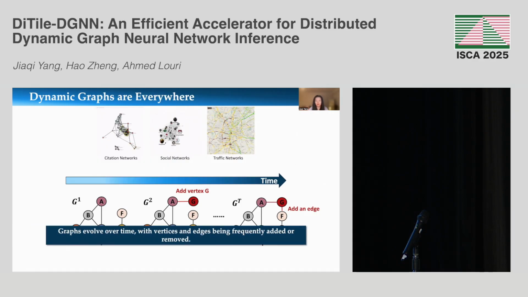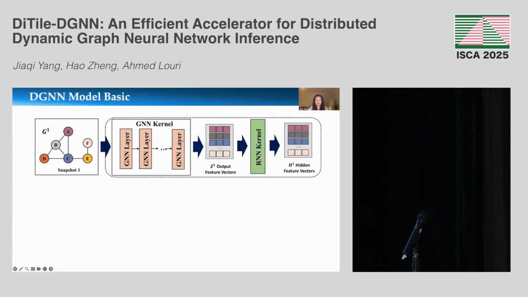Graphs evolve over time, with vertices and edges being frequently added or removed. This dynamic nature poses significant challenges for processing and analysis, which is where our work comes in. Typical DGNN models integrate both conventional GNN and RNN kernels. For dynamic graphs, the DGNN model sequentially processes each snapshot to identify the changes occurring in the graphs.